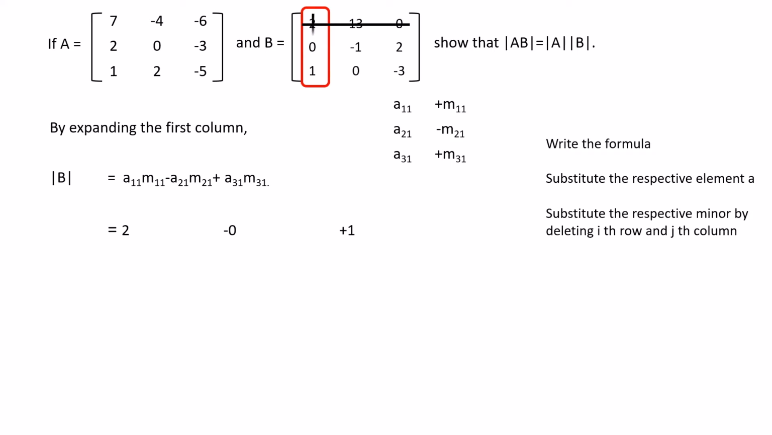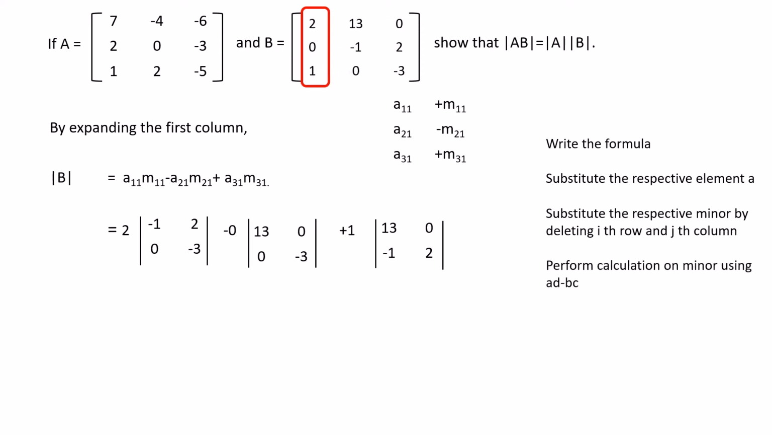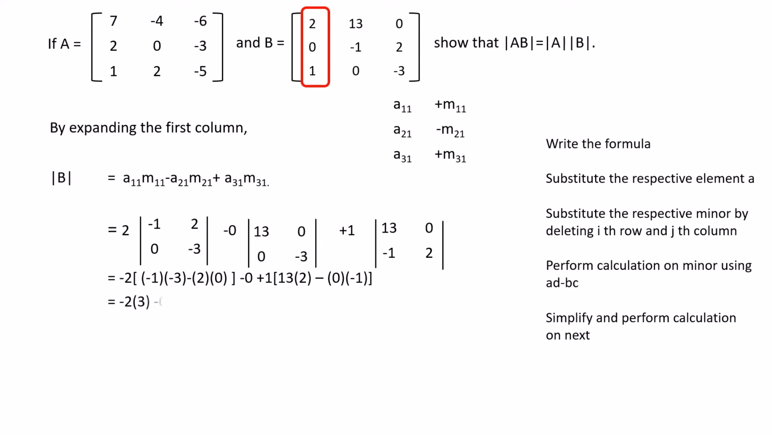So, deleting the first row and the first column for the first minor, deleting the second row and the first column for the second minor, deleting the third row and the first column for the third minor. Next, perform calculation on the minors using AD minus BC. Simplify and perform calculation on the next, and finally we find that the determinant of matrix B equals 32.